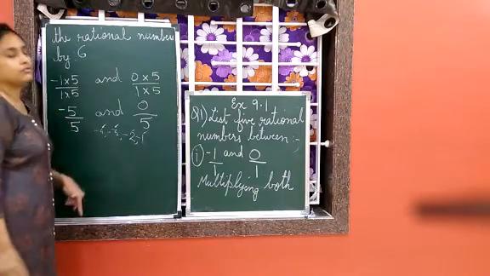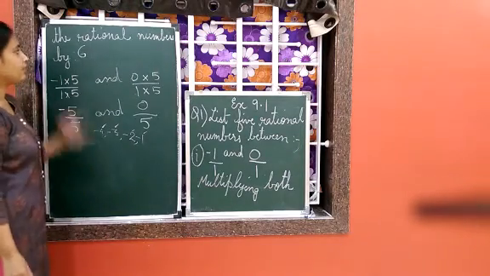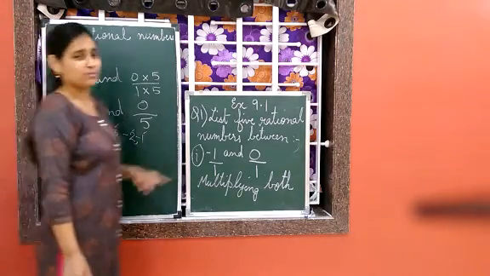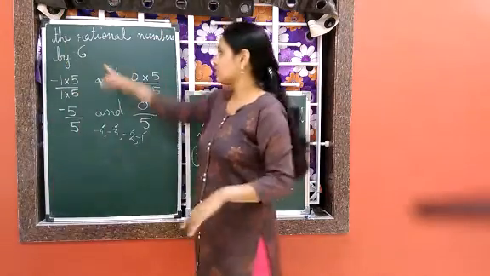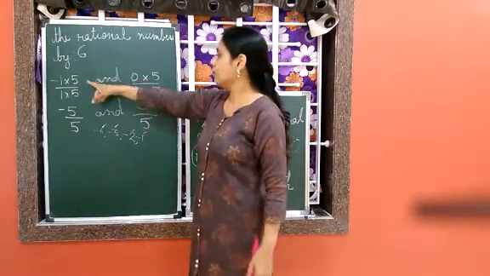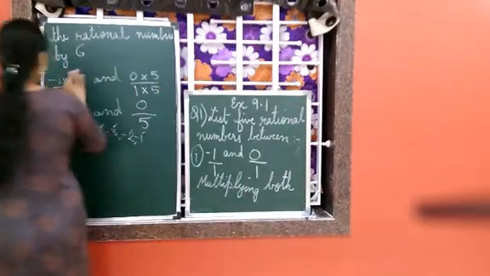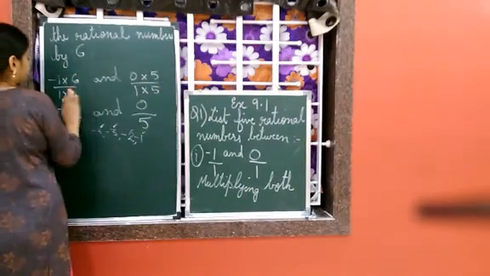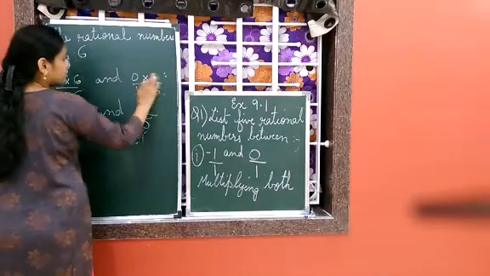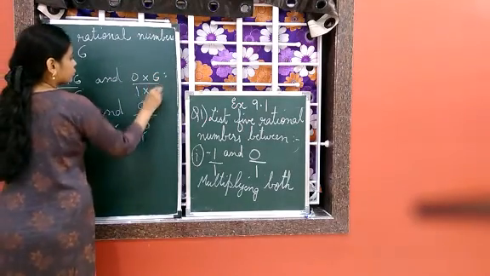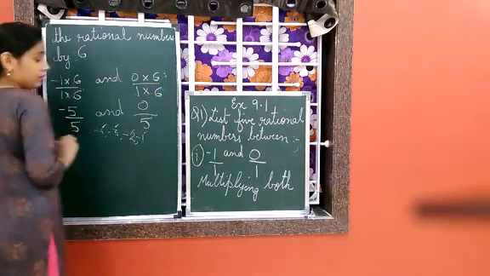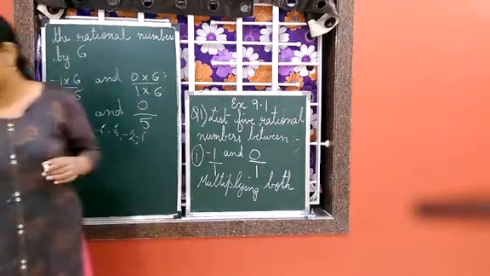So that's how we came to know that we will multiply our rational number by 6. Okay. So now instead of 5, 5, I am going to write 6, 6. Here also and here also. Now let's see what will be with my product.